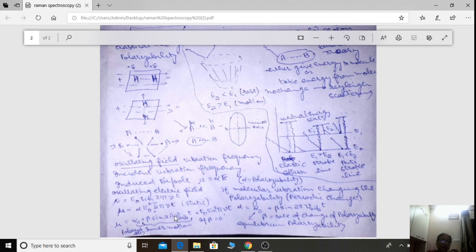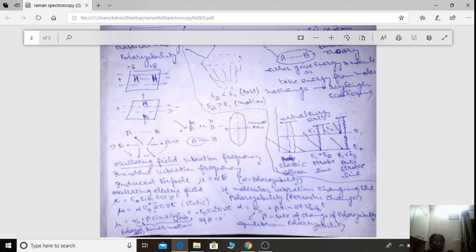Sometimes it is positive on the left side, sometimes on the right side, so it is always oscillating here and there, so it will produce vibration also. When a molecule is struck with the incident vibration frequency, it will induce polarizability in the molecule, and that is called induced dipole. A dipole moment will be created, and this is given by mu is equal to alpha E, where alpha is the polarizability.